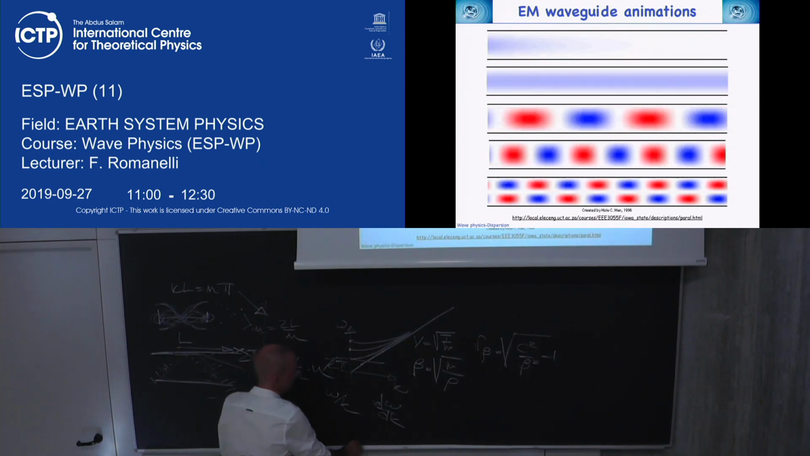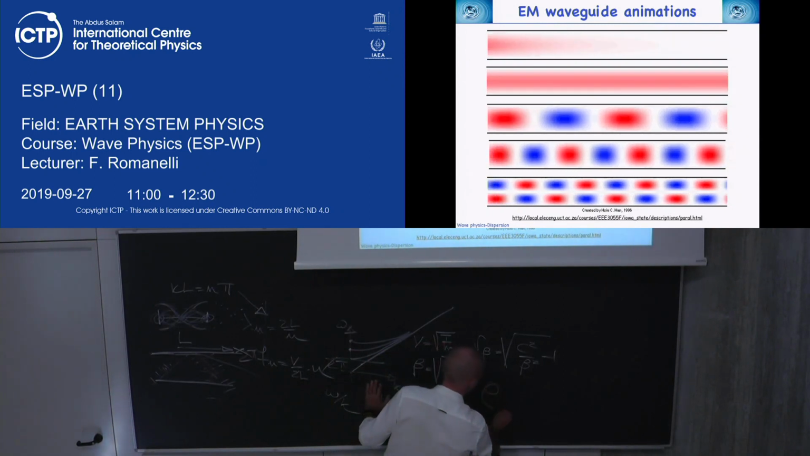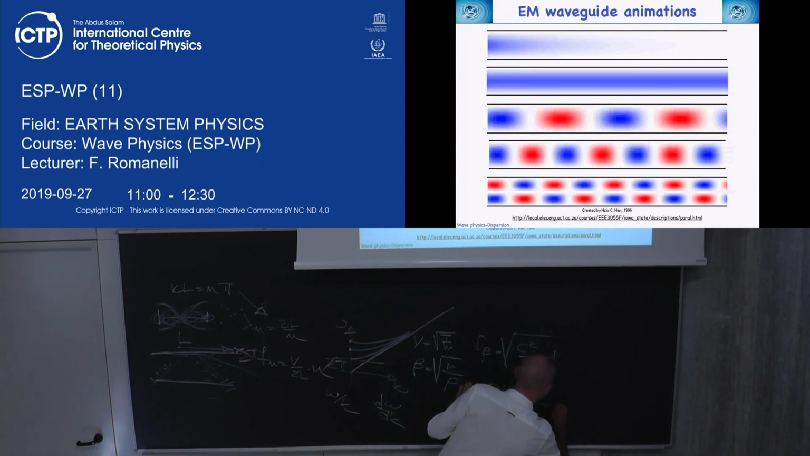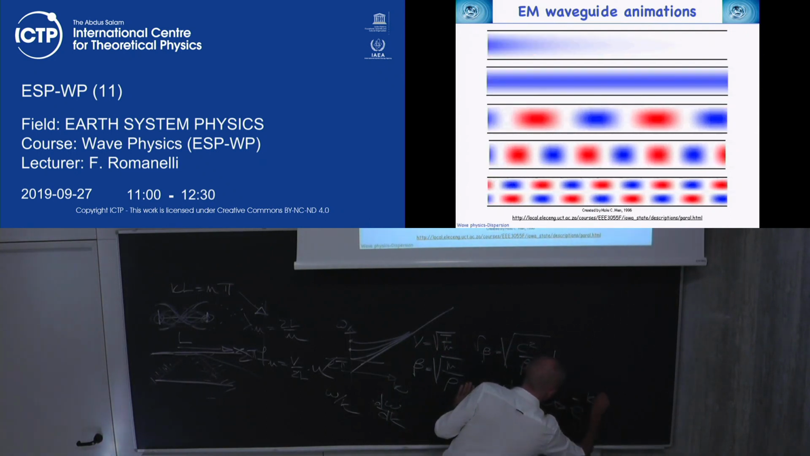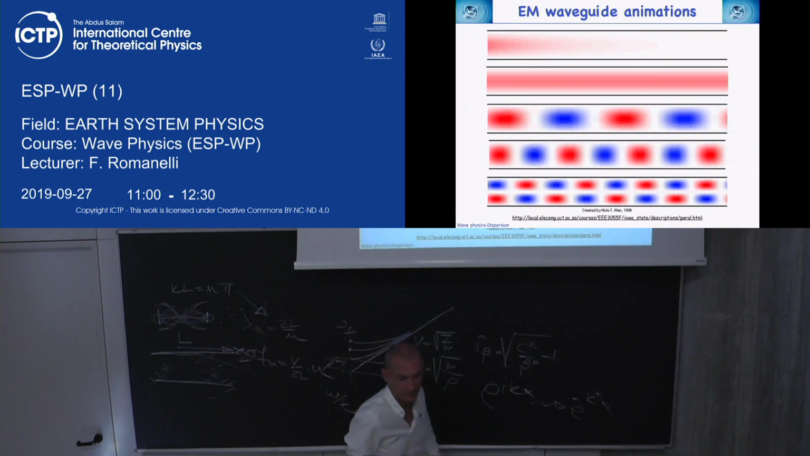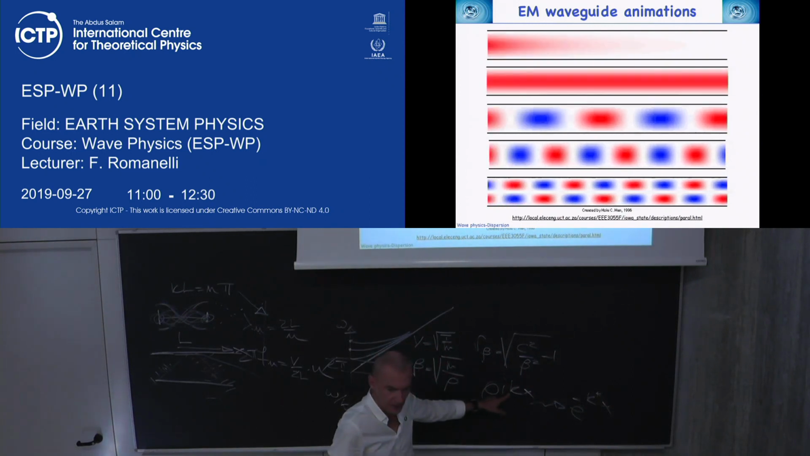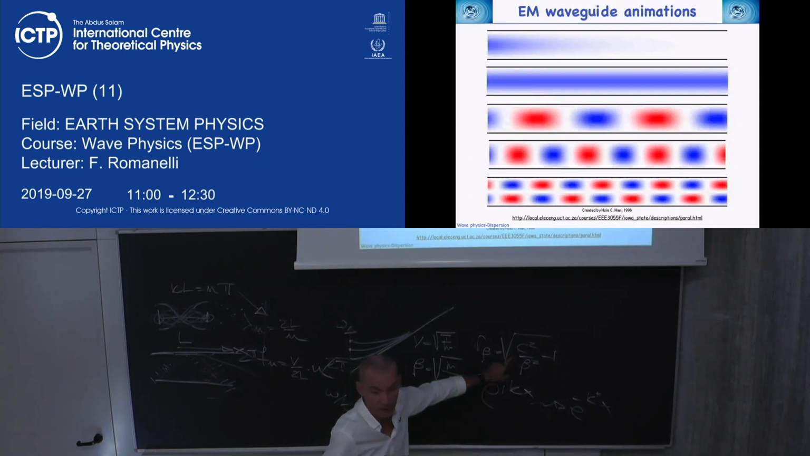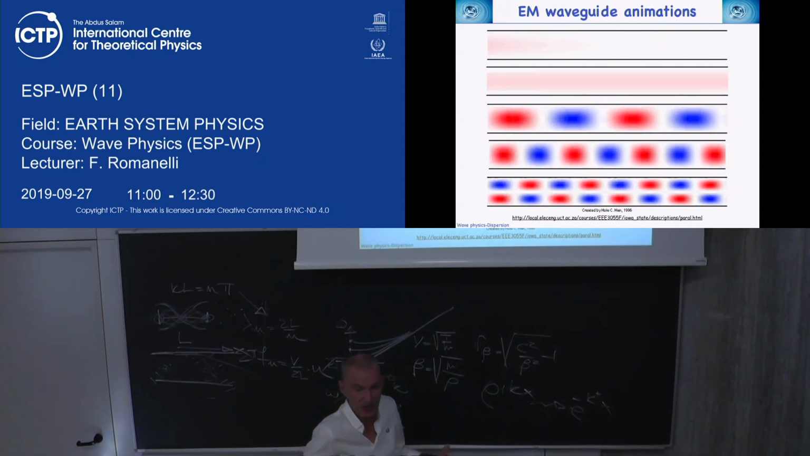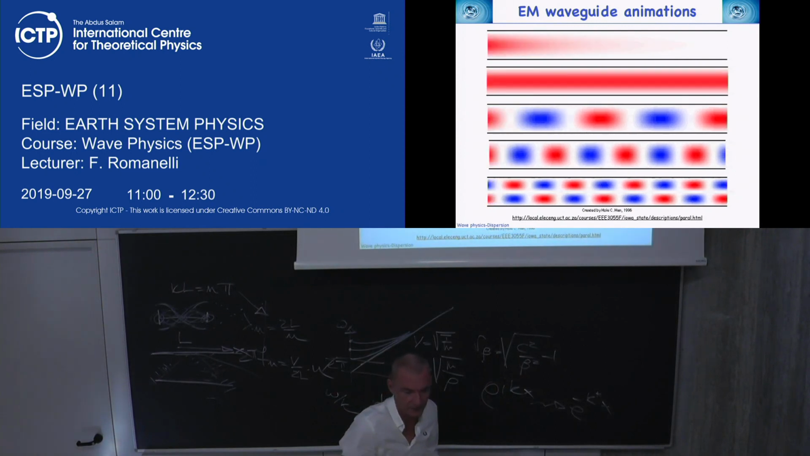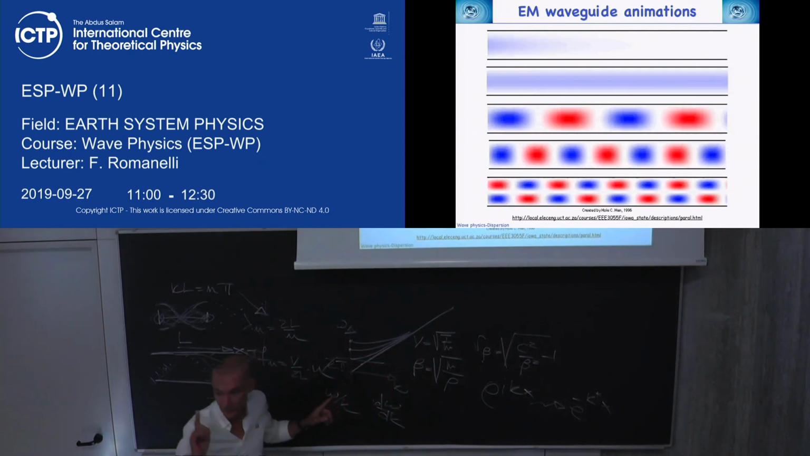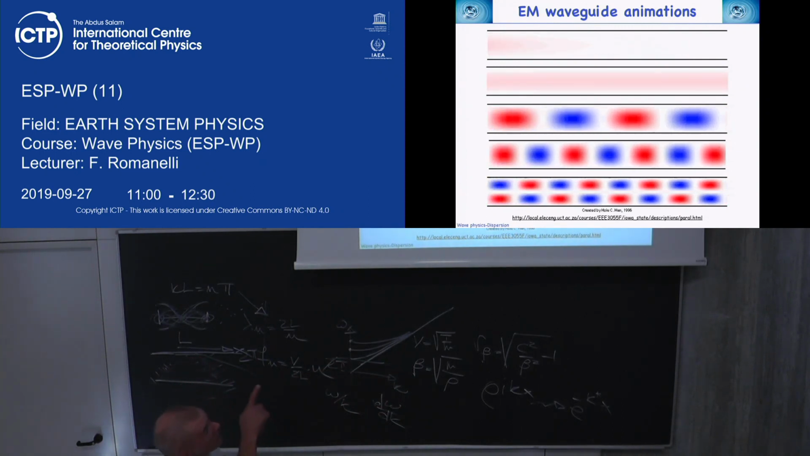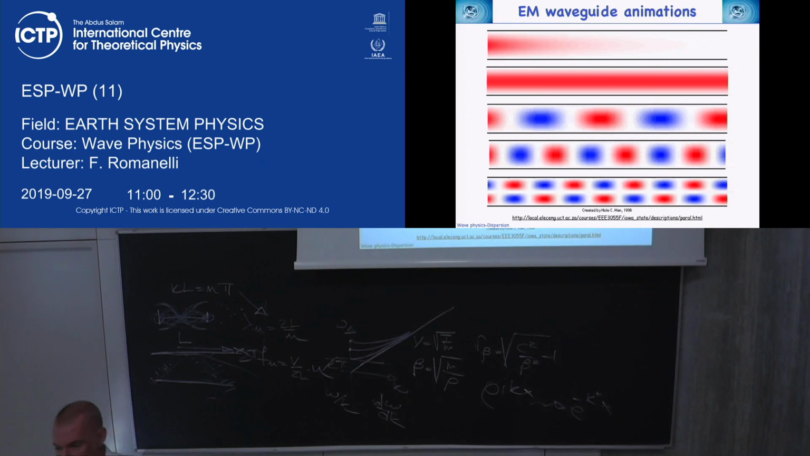e to the minus i k x is becoming something like e to the minus k star x. Here k is omega over c, please remember. It's not velocity, it's this one. So it's damped, like your first homework.